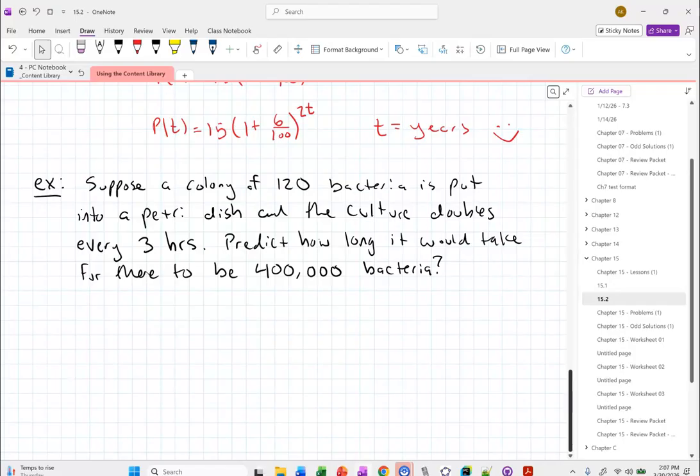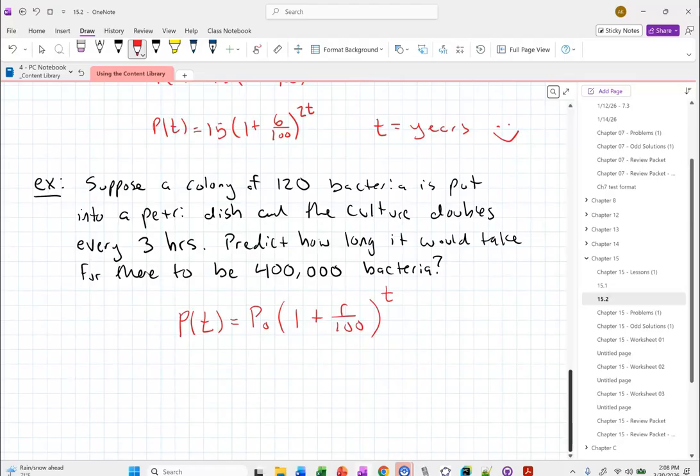Let's look at this example. Suppose a colony of 120 bacteria is put into a petri dish, and the culture doubles every 3 hours. Predict how long it would take for there to be 400,000 bacteria. Does it feel clear to everyone that what we're talking about is population here? Because we have a group of things that are growing. So let's use our population model for this. Write down the model that we're going to fill in.